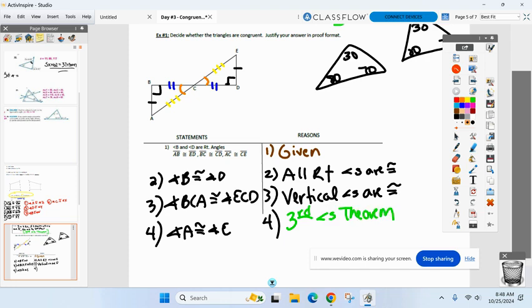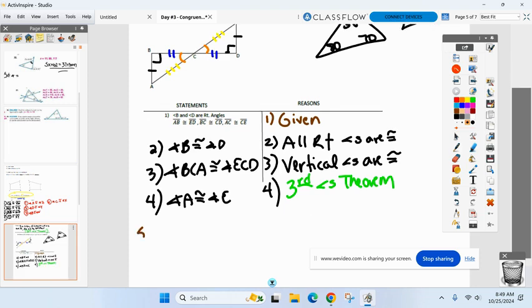Ooh, we're not done yet. What were we asked here? What was the ultimate goal here? Prove what? The triangles are congruent. So you need to say the triangles are congruent. So here we go. Last step.